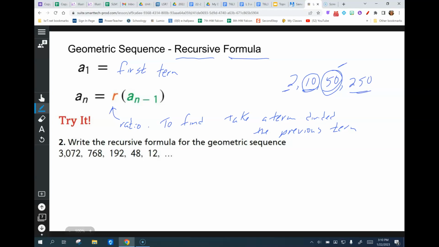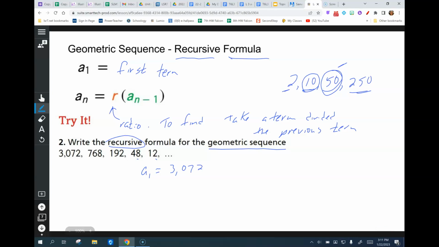So here we go. Write the recursive formula for this geometric. So it told you that's geometric and it's recursive. So first thing we do is a sub 1. a sub 1 is 3,072. And then before you go any further, look at this. Is this going up or down? Okay, and we just did growth and decay. So you always want to look to see, are these going up or down? This one's going down, okay?